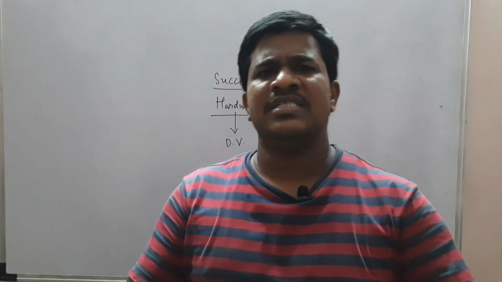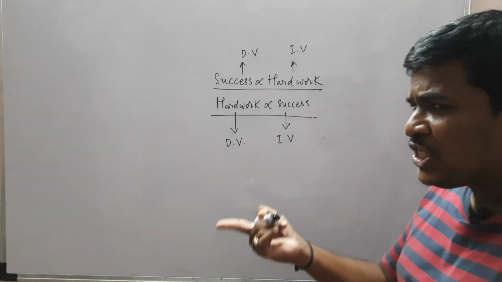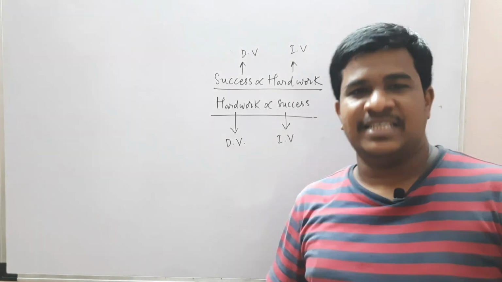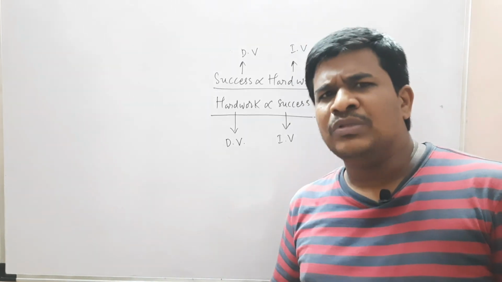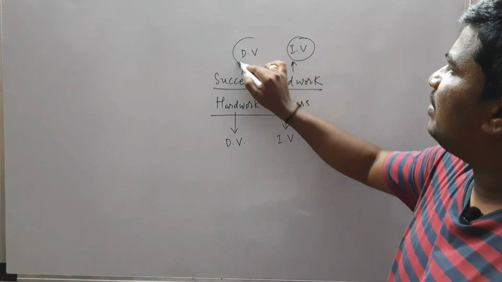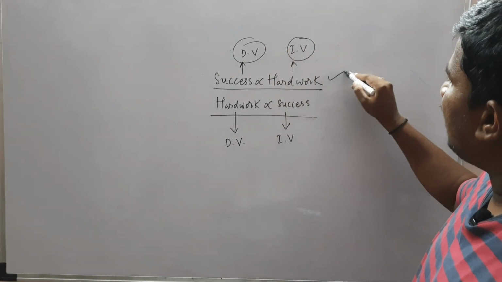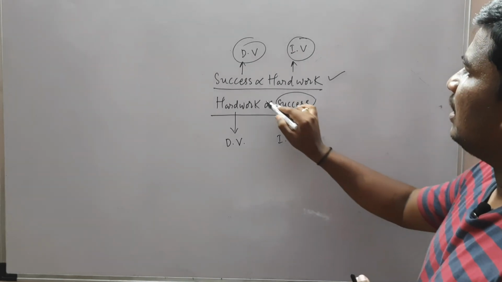The more hard work you do, the more success. The less hard work you do, the less success. So how much work you do, how much hard work you do, that is in your hands. So this will be the independent variable, this is the dependent variable. So this is right: success, hard work.